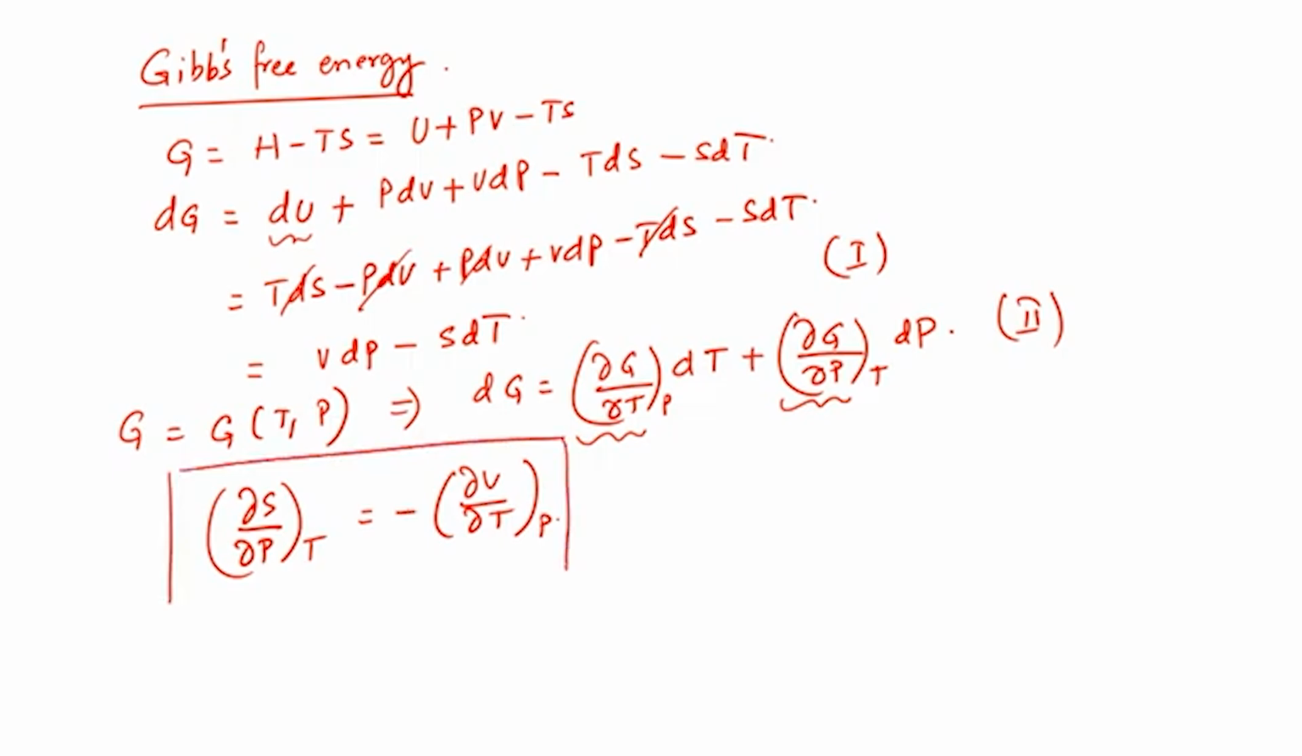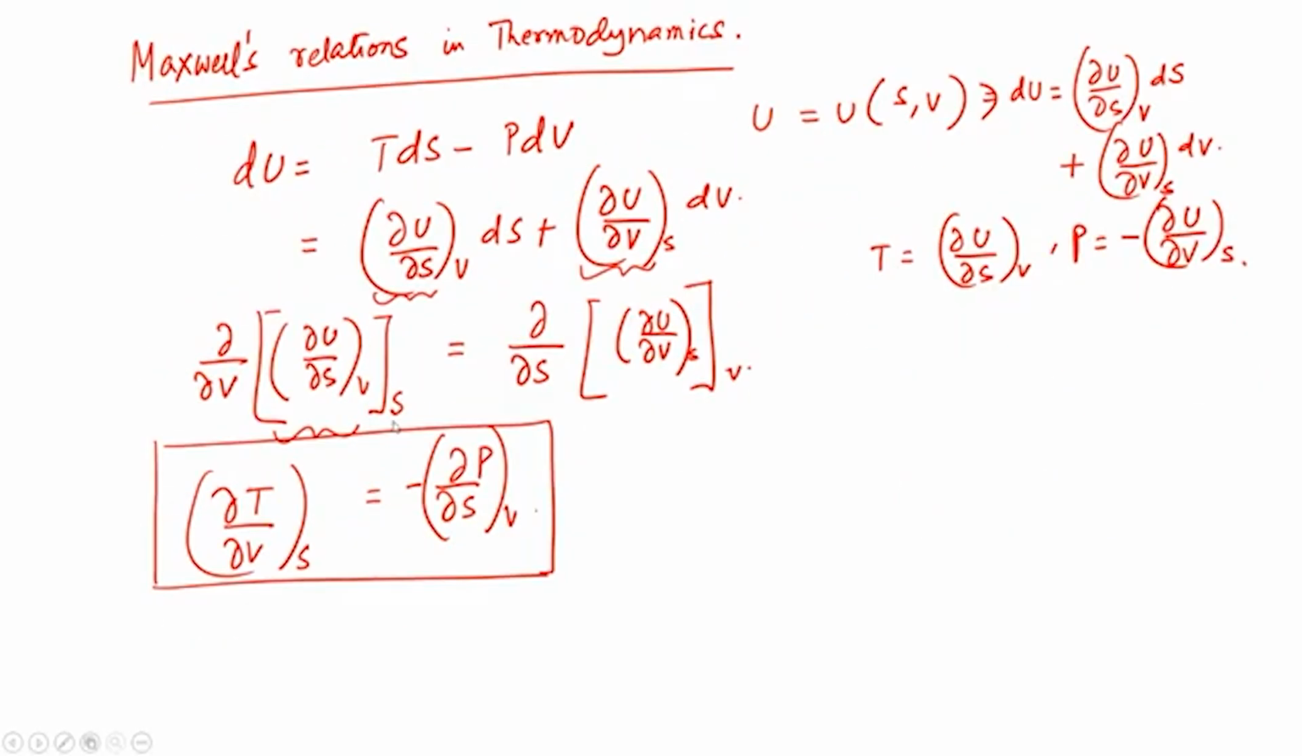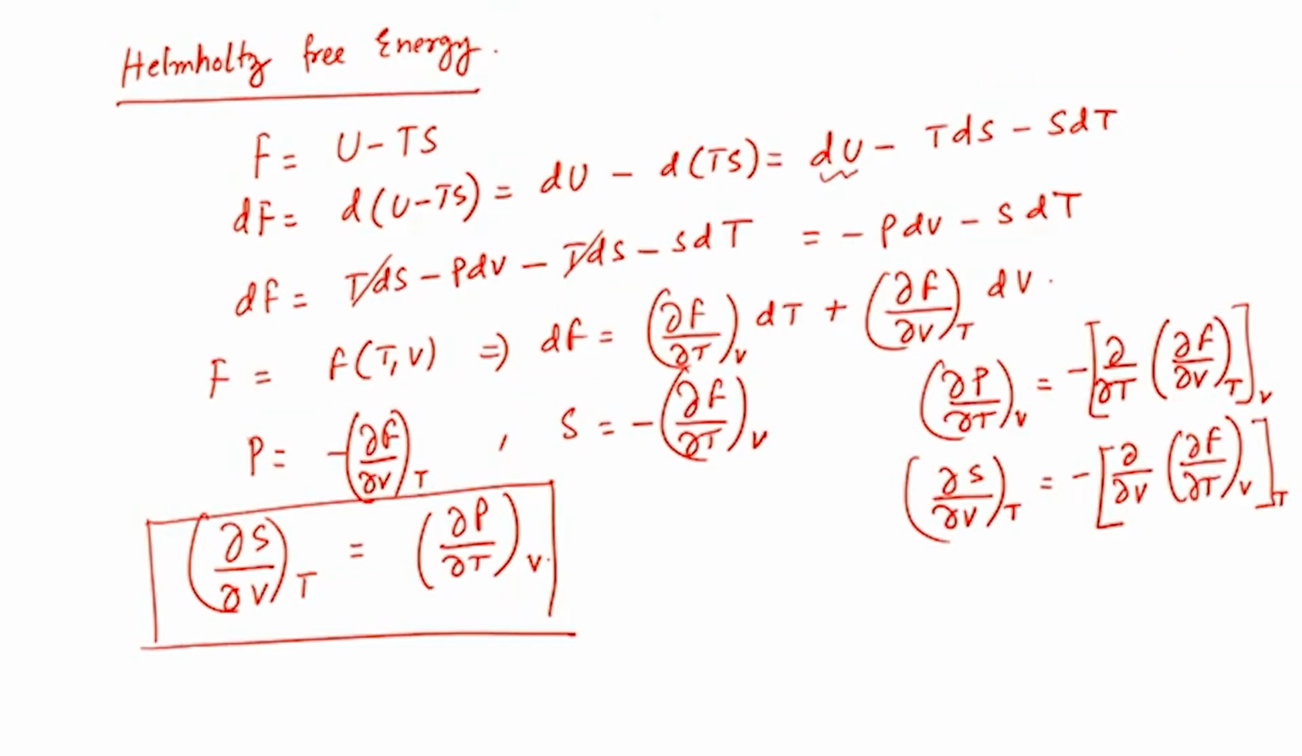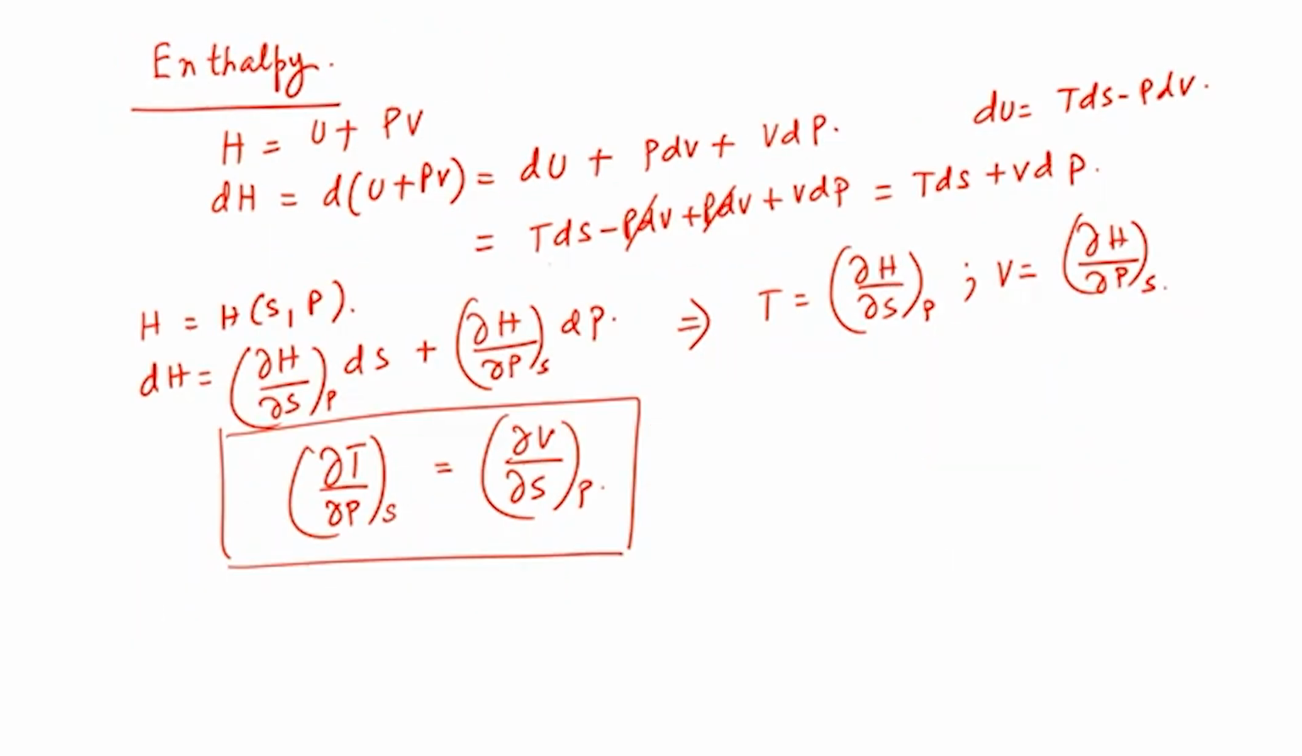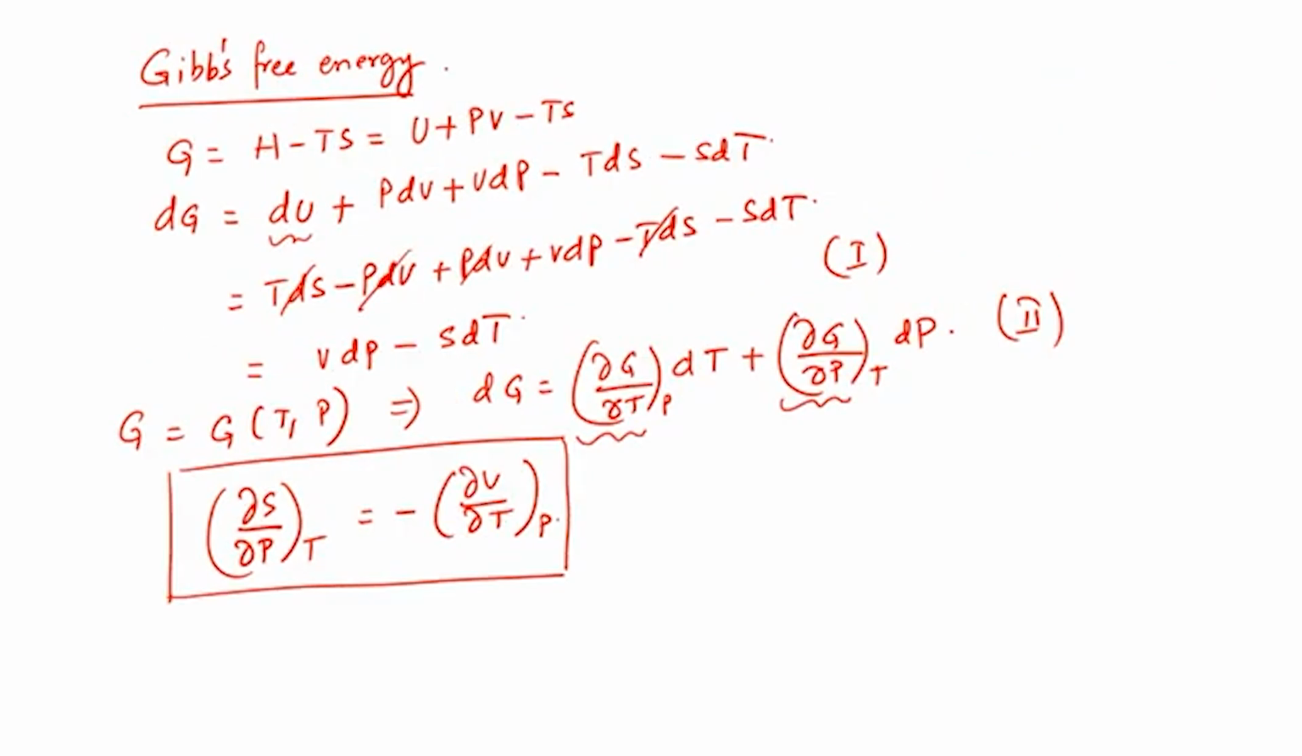Just following the same things, we get 4 Maxwell's equations. Let me just show you. One is del T del V at a constant S equal to minus del P del S at a constant V. The second one is del S del V at a constant T equal to del P del T at a constant V. Then del T del P at a constant S equal to del V del S at a constant P, and del S del P at a constant T equal to minus del V del T at a constant P.